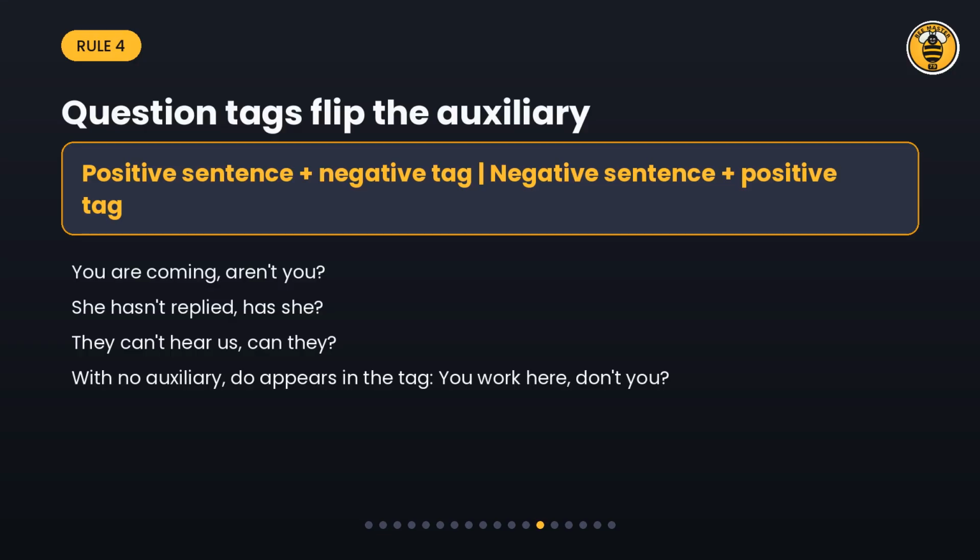Rule 4. Question tags. That little phrase we add to the end of a sentence to check something or invite agreement. The rule is simple. Take the auxiliary and flip it. A positive sentence takes a negative tag. A negative sentence takes a positive tag. You're coming, aren't you? She hasn't replied, has she? They can't hear us, can they? And you can already guess what happens when there is no auxiliary in the sentence. You work here, don't you?